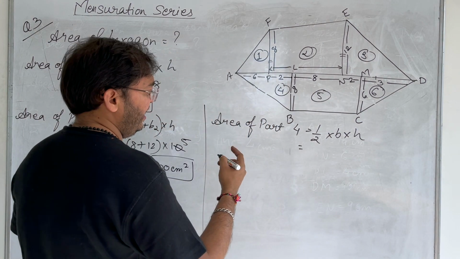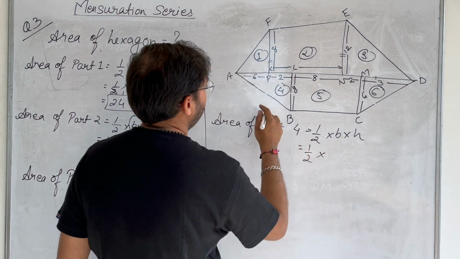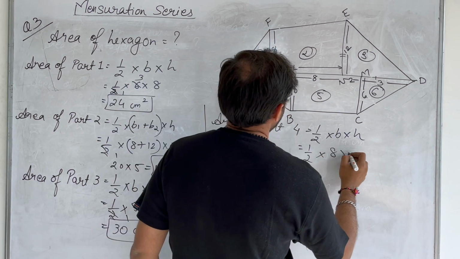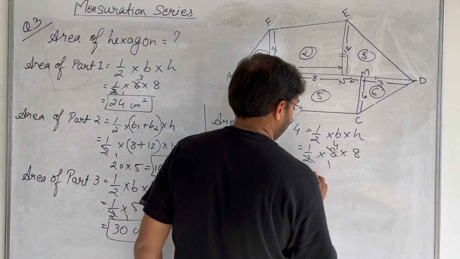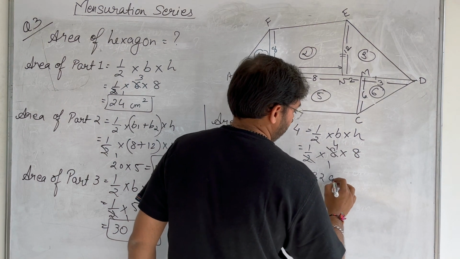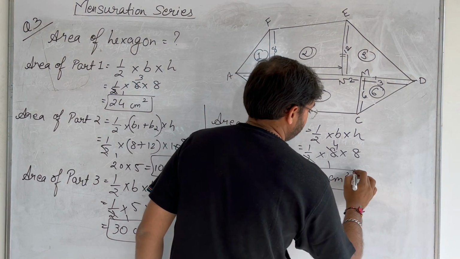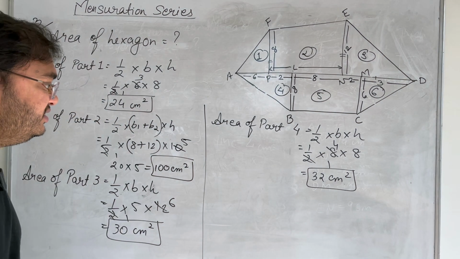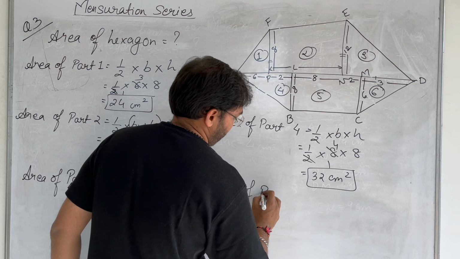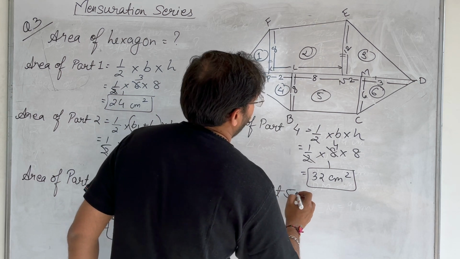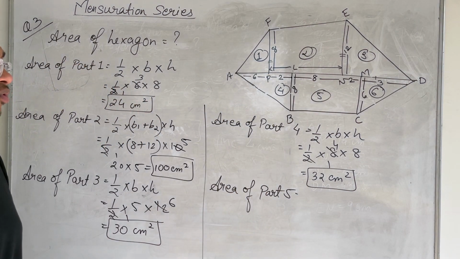What's my half? It will remain the same. Base is what? 6 plus 2, 8. What's my height? Height is 8. 1s are, 4s are, that is 16, and 32 centimeter square, because 8 4s are is what? 32 centimeter square.